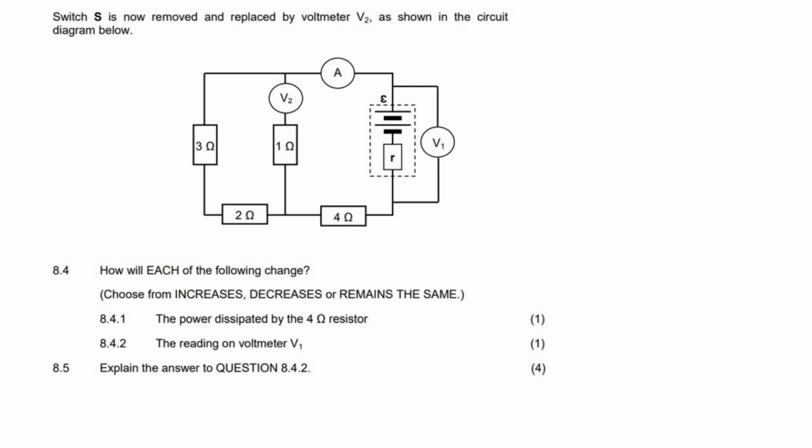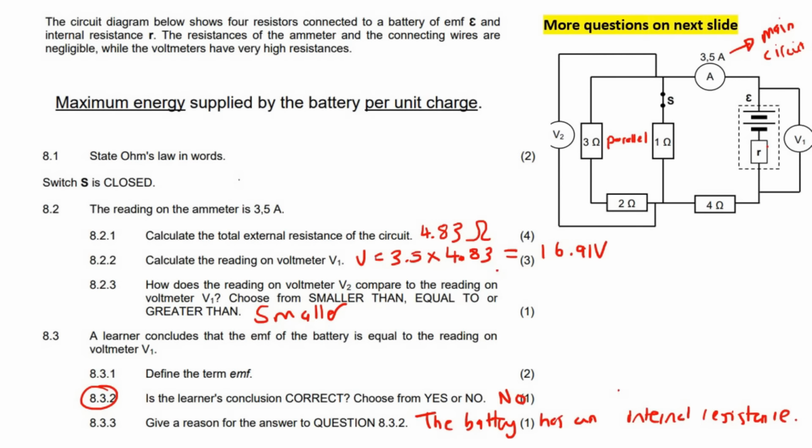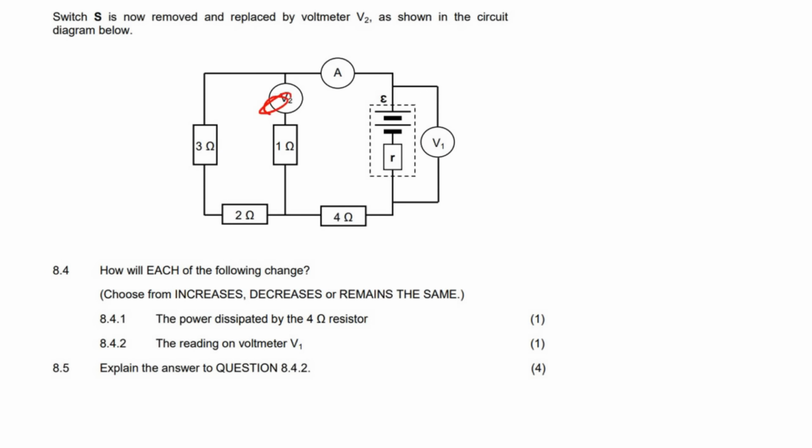Switch S is now removed and replaced by a voltmeter. Okay, so let's just quickly go back to the previous slide. You see how there was a switch over here? Now it's a voltmeter. So what that immediately means is that electricity cannot flow through here. This whole pathway is now blocked off. Electricity cannot flow through a voltmeter. Voltmeters have a very high resistance. And so what happens now is that we now have a circuit that's just going to go like this.